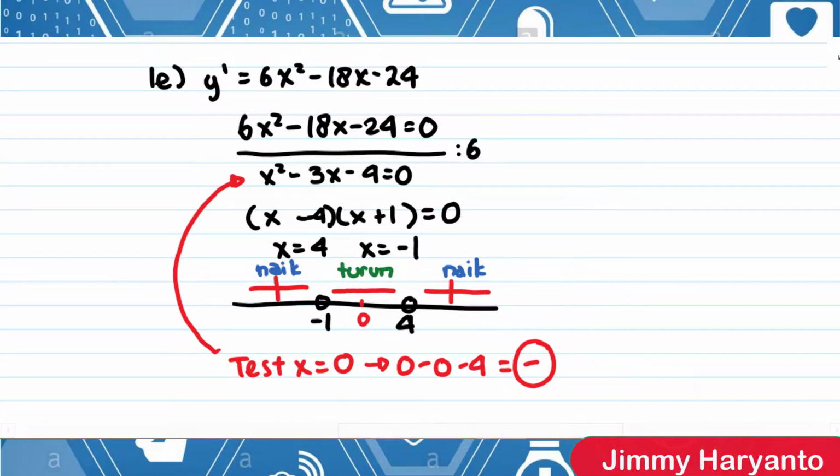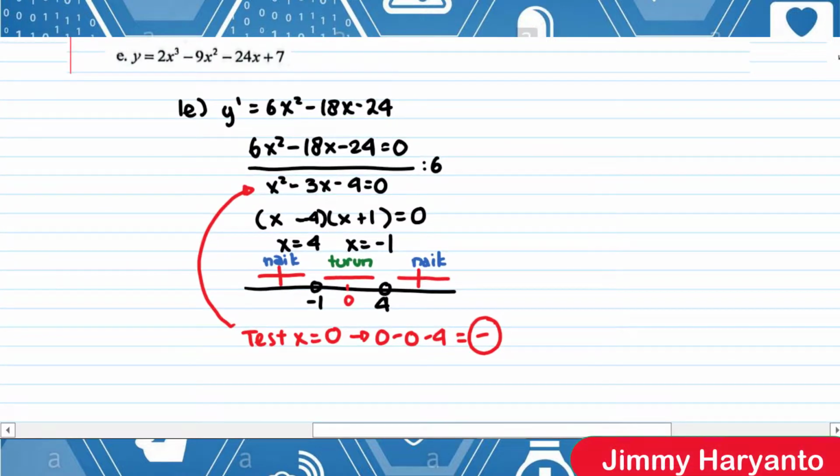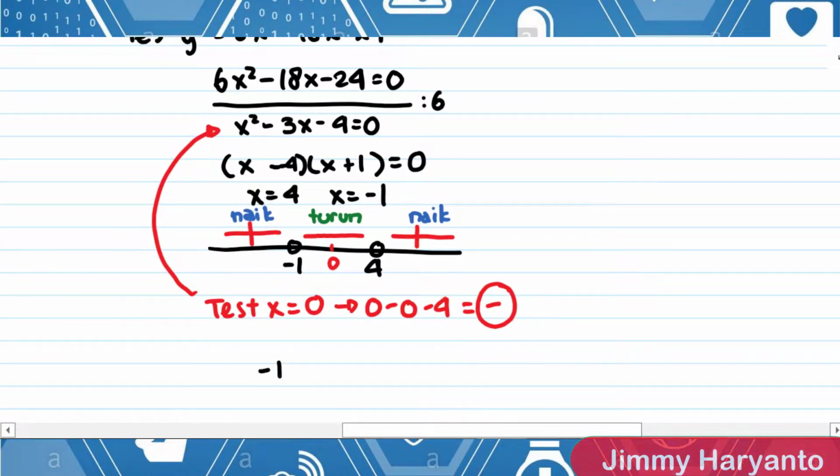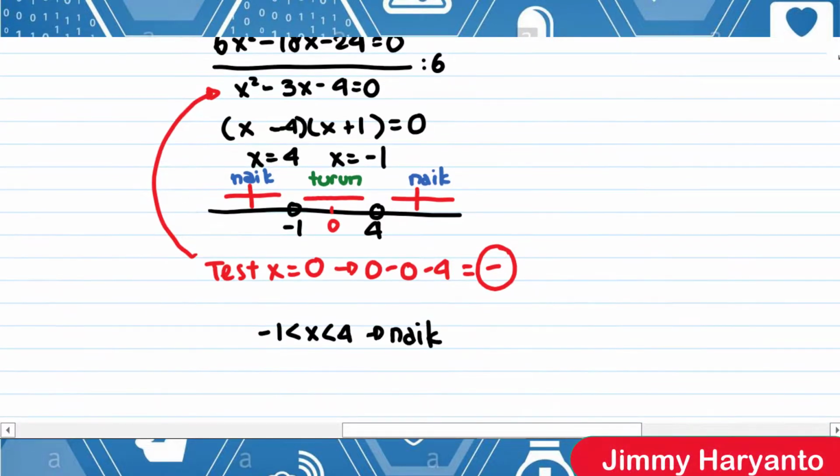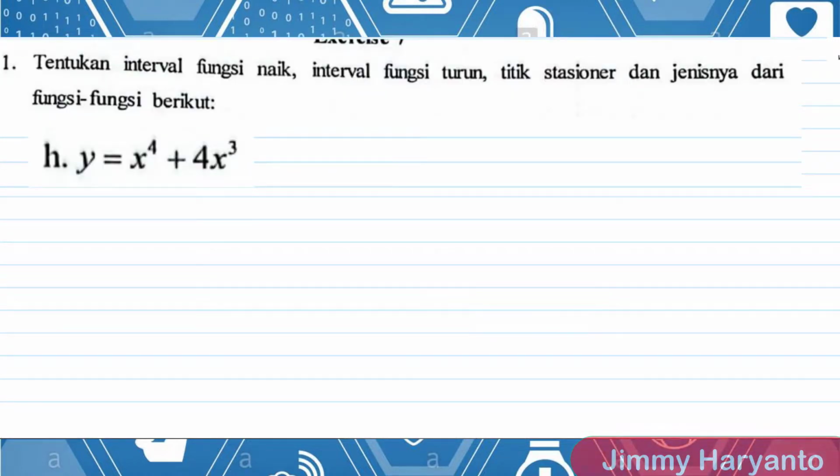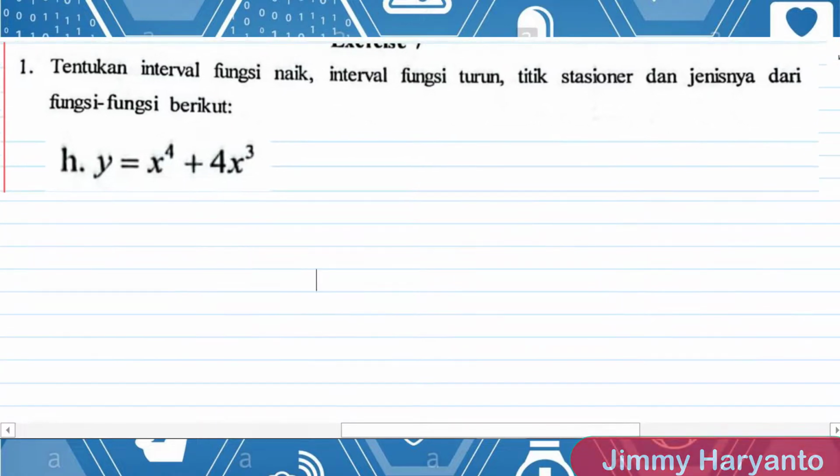Jadi naiknya itu antara min 1 sampai 4. So negative 1 less than x less than 4 will be naik. And no, it will be turun, ya. This one is turun. And x less than negative 1 or x more than 4 is the naik. Okay. Next is 1h. Yeah, for 1h we have this equation.